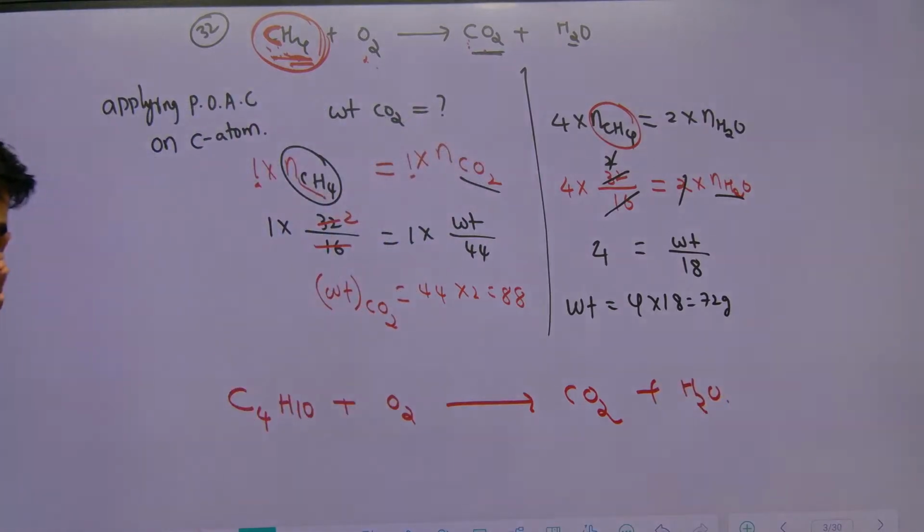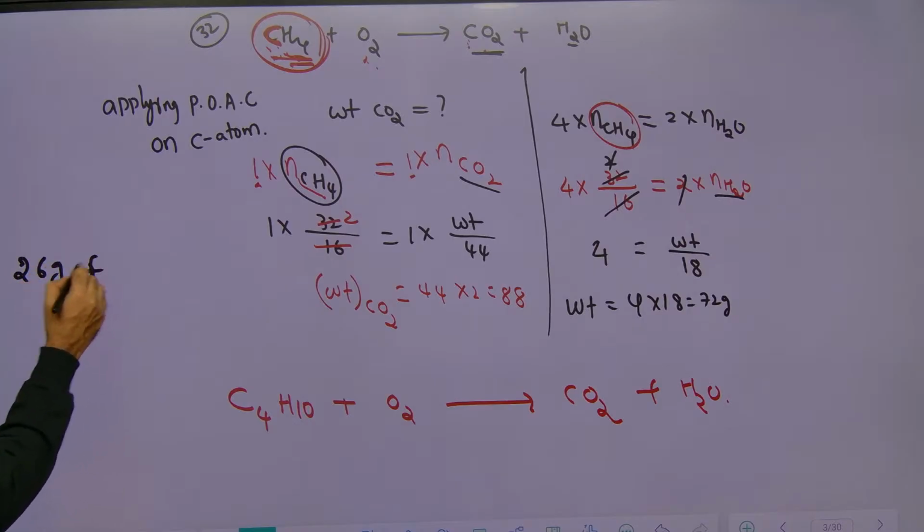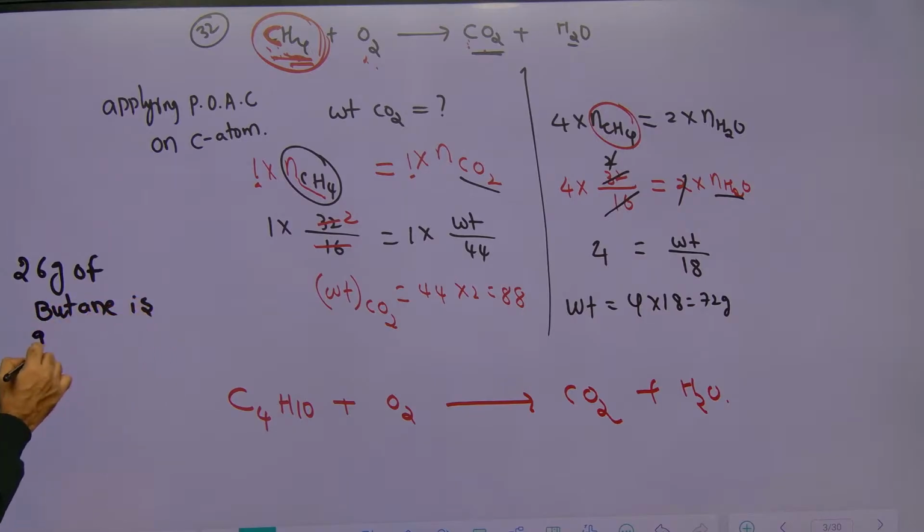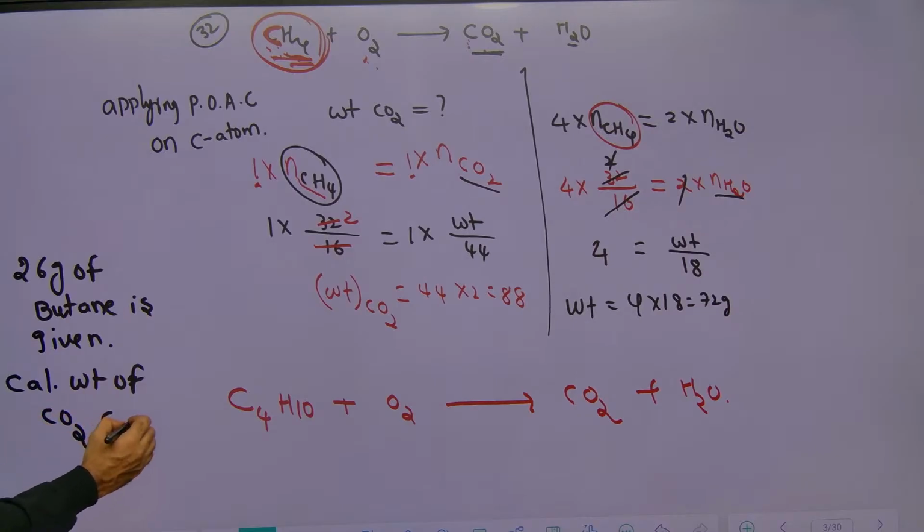Now the question given is like this. 26 grams of butane is provided. Calculate the weight of CO2 formed and also H2O formed. Use only the POAC method. Don't balance the reaction, you just try.